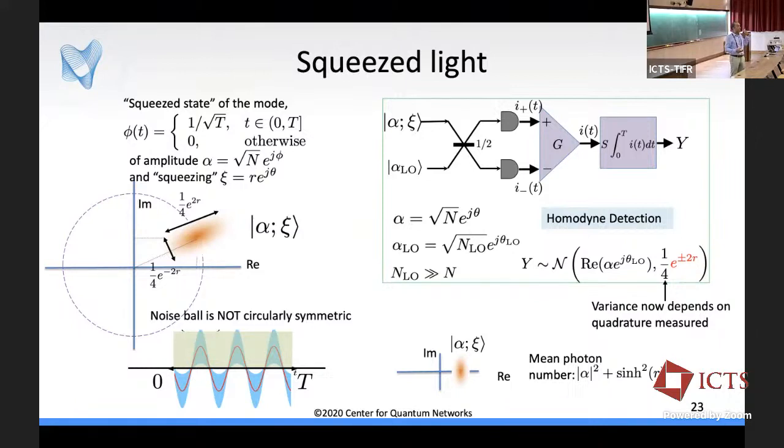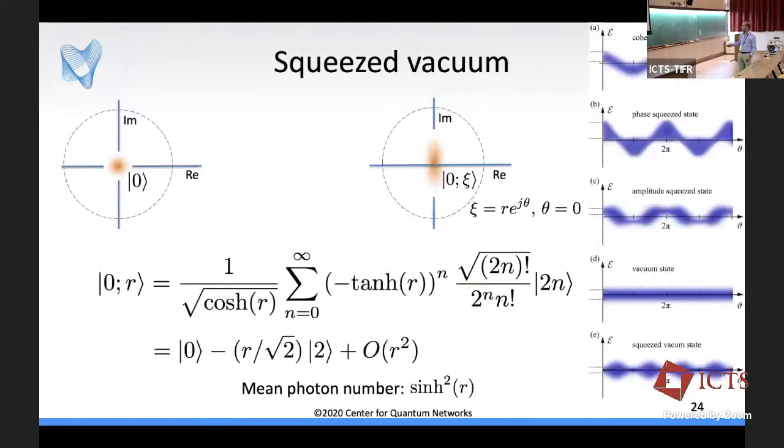Now, even if alpha is zero, even if my ellipse is centered over here at the origin, that squeezed state, which is known as the squeezed vacuum, still has photons in it: sinh squared r. Whereas a coherent state in the middle has no photons, even though it still has to have the 1/4 variance on both quadratures. Even for a vacuum state, if you were to do homodyne, you will get a zero-mean Gaussian variable with a variance of 1/4, but it has no photons in it.